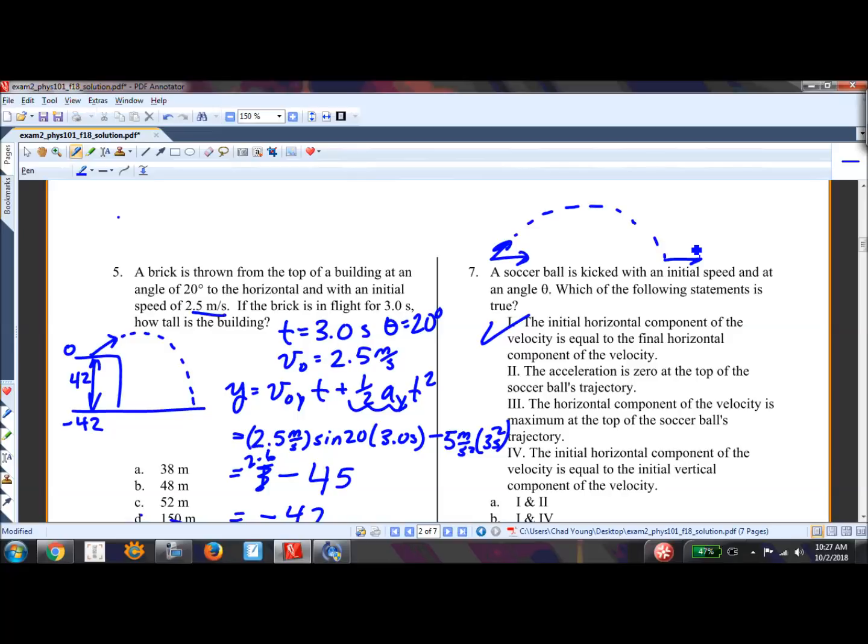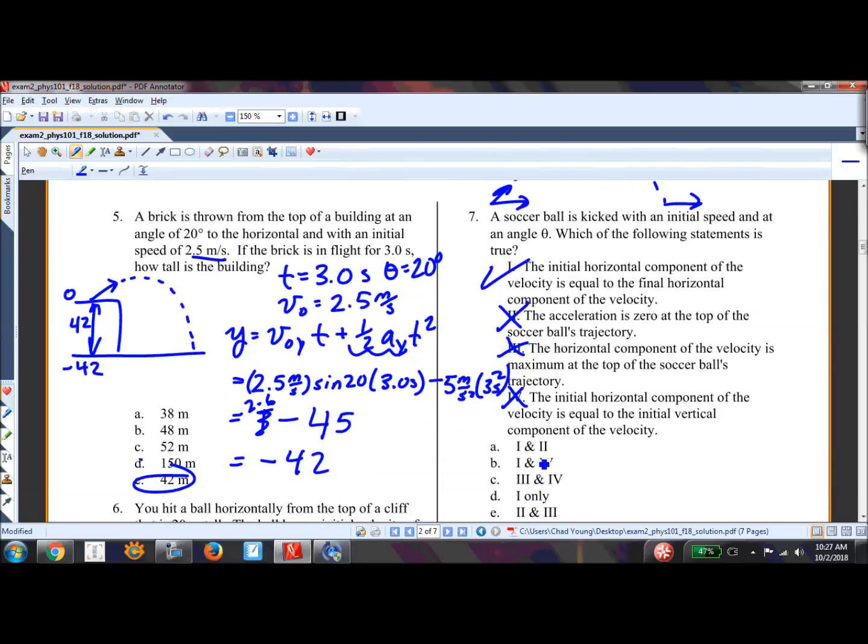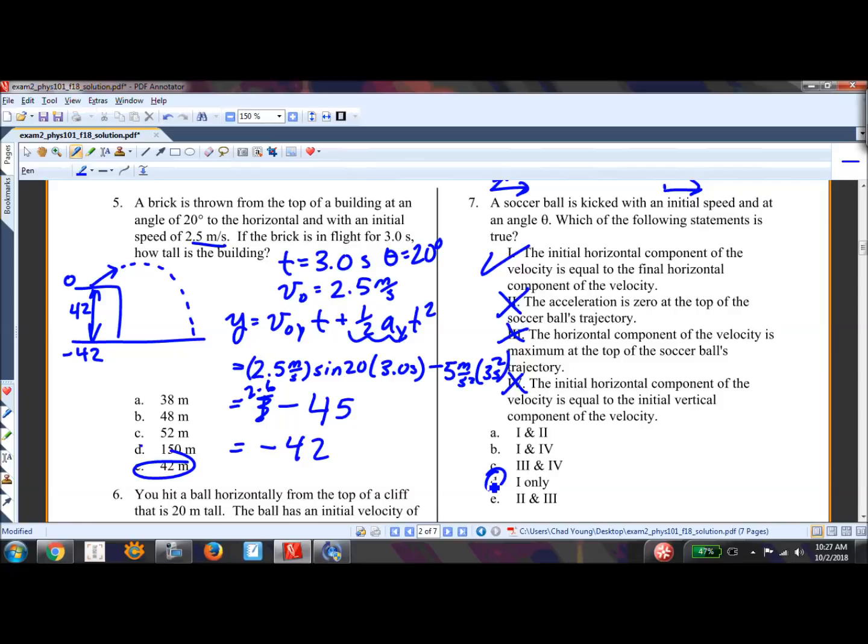The acceleration is 0 at the top of the soccer ball's trajectory. That's not true. The acceleration is always equal to minus 10 meters per second squared in the y direction. Now if it said that the x acceleration is 0, that would be true, but that's not what it says. The horizontal component of the velocity is maximum at the top of the trajectory. No. The horizontal velocity is the same here, here, and here, and all throughout, so not true. The initial horizontal component of the velocity is equal to the initial vertical component. Maybe, but not necessarily. So the answer here is 1 only. D is right for 7.